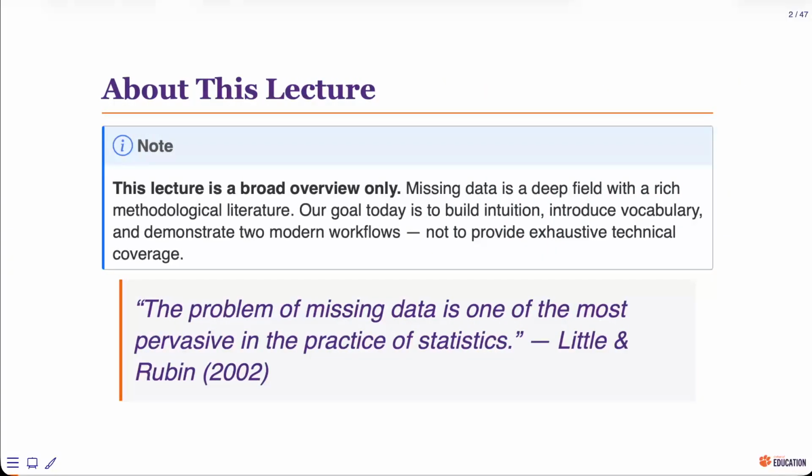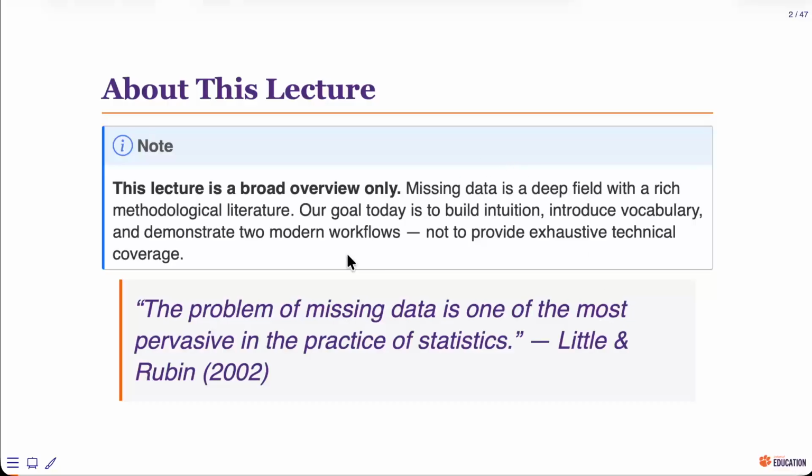So this is really intended to be a broad overview of missing data. It's a very rich, deep literature base on how we handle missing data. And the goal today is really to build an intuition, introduce vocabulary, and demonstrate a couple different ways that we handle things in a modern sense. This is really not an exhaustive list. In fact, I taught a whole semester class on this just a couple of years ago, and honestly, you could probably spend more than a semester on the topic itself.